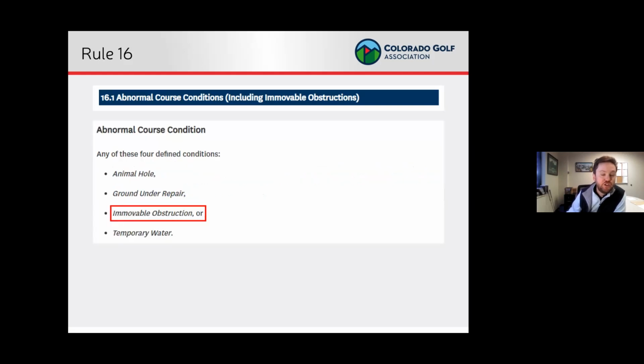So the third one is an immovable obstruction. That's the third thing. Again, it says including immovable obstructions, and it includes it right in the definition. Again, not quite sure why it does that, but for immovable obstructions, we can kind of focus on the keyword of obstruction before we get into that. So like we talked about last week with movable obstructions, now we're to rule 16 where we go immovable obstructions.